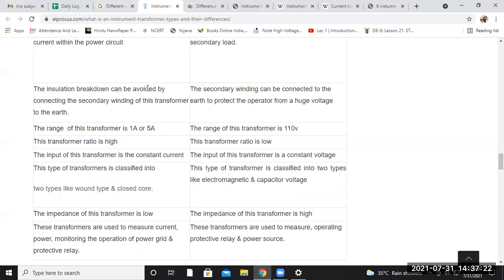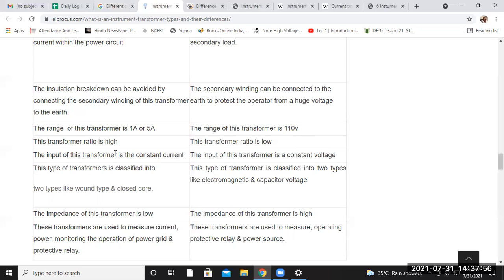Next one is the potential transformer. It is written the secondary winding can be connected to the earth to protect the operator from a huge voltage. Okay. Now the range of the current transformer is 1 ampere or 5 ampere. The range of the potential transformer is 110 volt or 120 volt. You can use 110 volt or 120 volt.